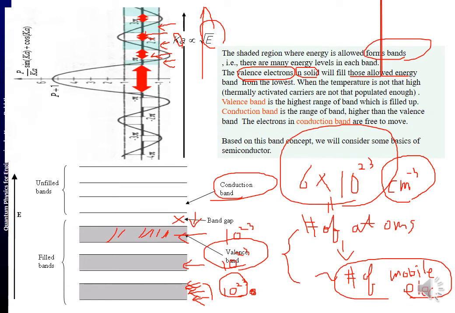And as I said before, there are many gaps between bands, but we only care about the gap between the conduction band and valence band. This is the important material parameter, the band gap. And we ignore other gaps, okay? This is the important gap we have, and we call it the band gap.